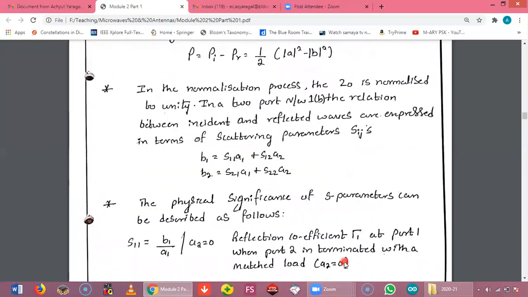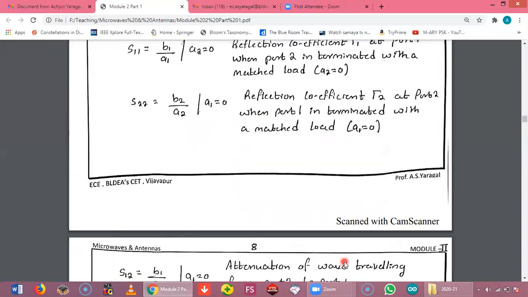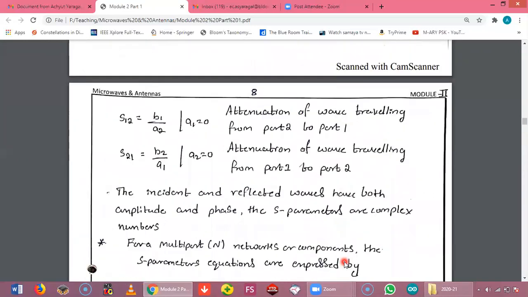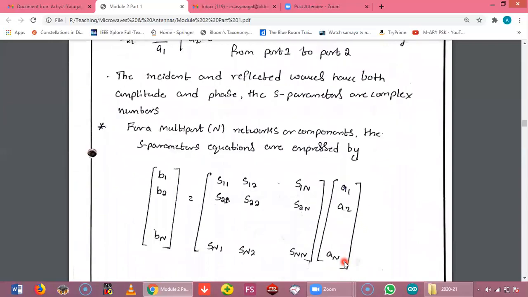Then what is the physical significance of the S parameters? S11 and S22 are nothing but reflection coefficients. S12 and S21 you can consider as transmission coefficients. Lastly, we represent these parameters in terms of a matrix. This is how we understand the S matrix representation, or scattering matrix representation.